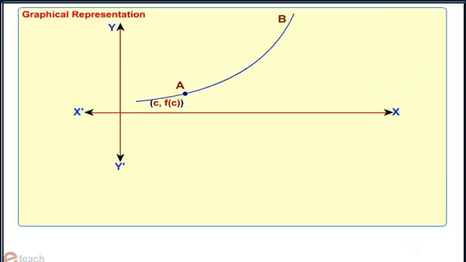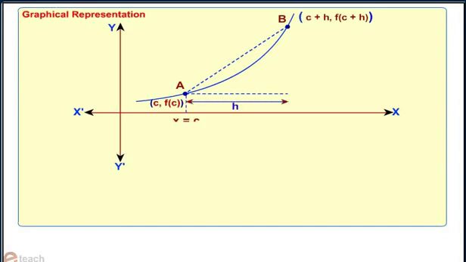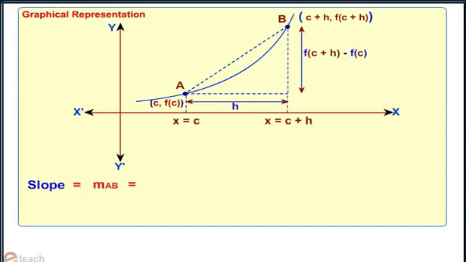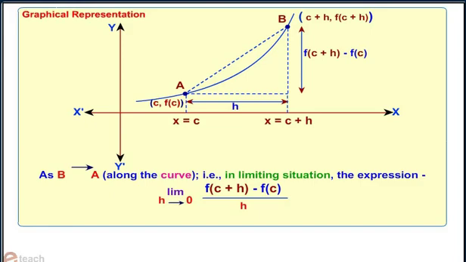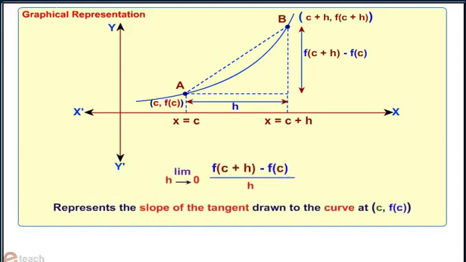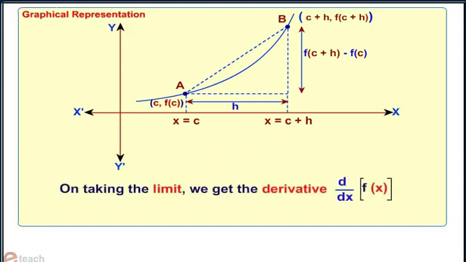Let us see the graphical representation of differentiability. The slope of secant AB equals tan theta, which equals f(c+h) minus f(c) divided by h. As B tends to A along the curve, that is, in the limiting situation, the expression becomes limit h tending to 0 of f(c+h) minus f(c) divided by h. It represents the slope of the tangent drawn to the curve at (c, f(c)). On taking the limit, we get the derivative d by dx f(x).